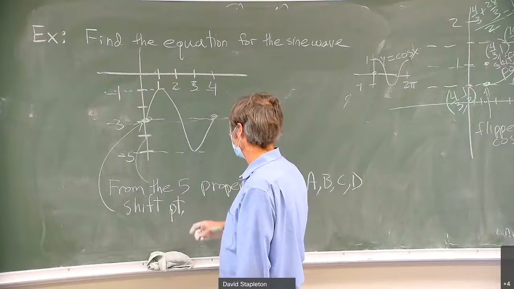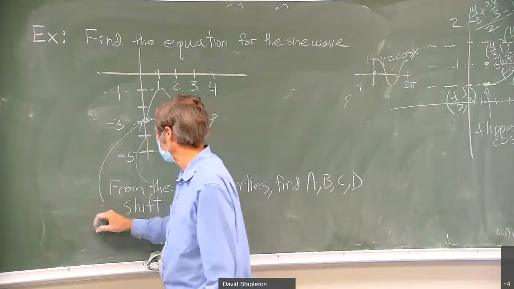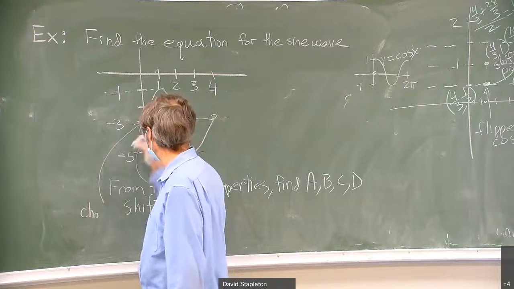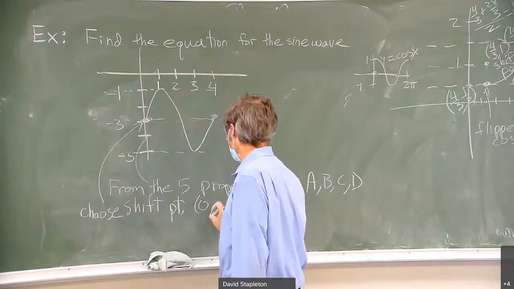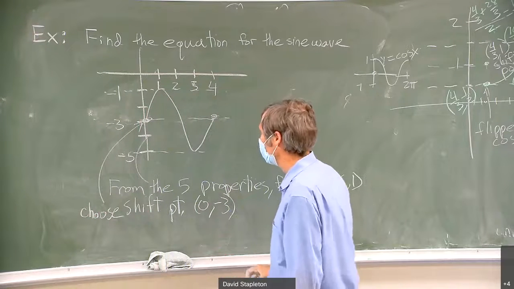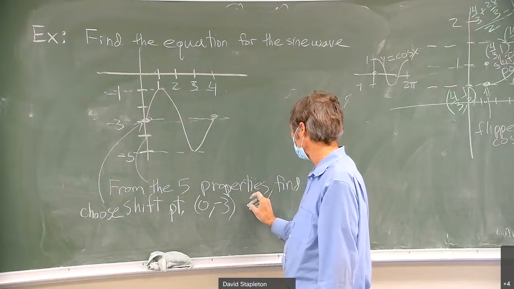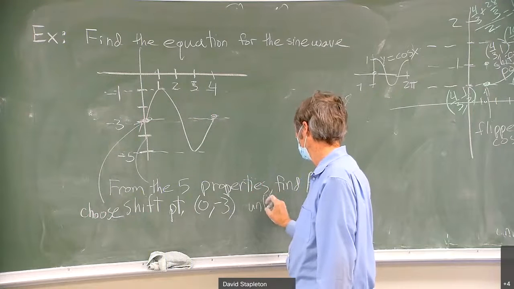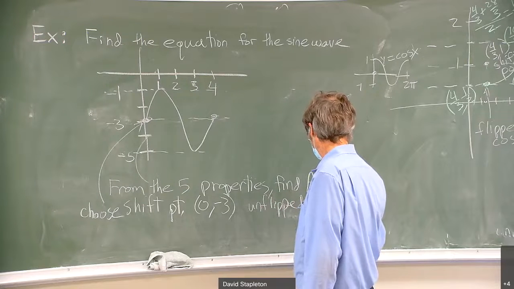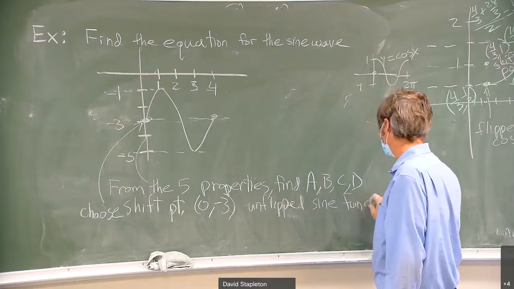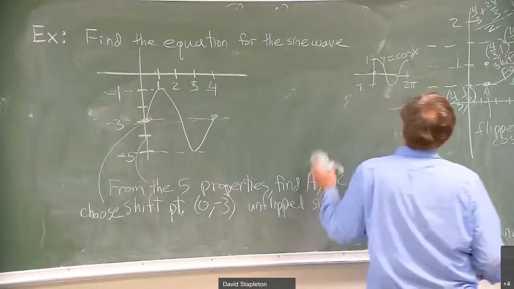It's very strange. Shift point, then, if I choose the shift point, I can choose anything on the midline that corresponds to a minimum, a maximum, or a crossing of the midline. Choose the shift point (0, -3) for simplicity, which means that I have a right side up sine wave. The easiest case, a sine function, I should call it, not just a sine wave, which includes cosine, but a sine function, because it goes through that point.